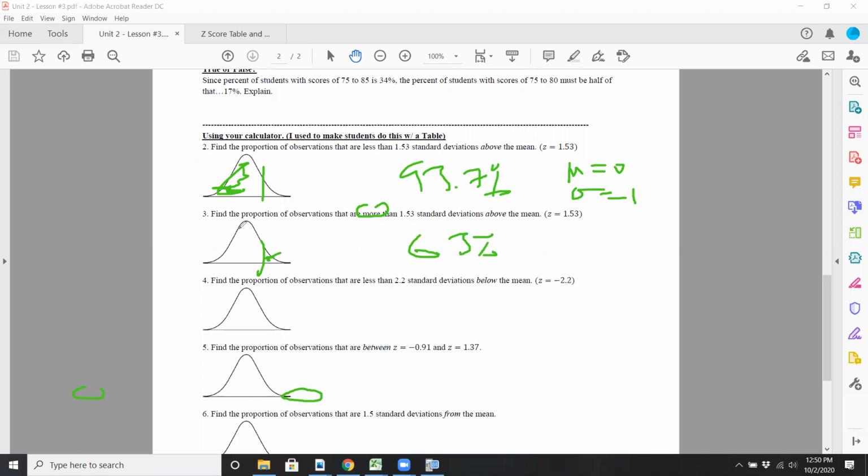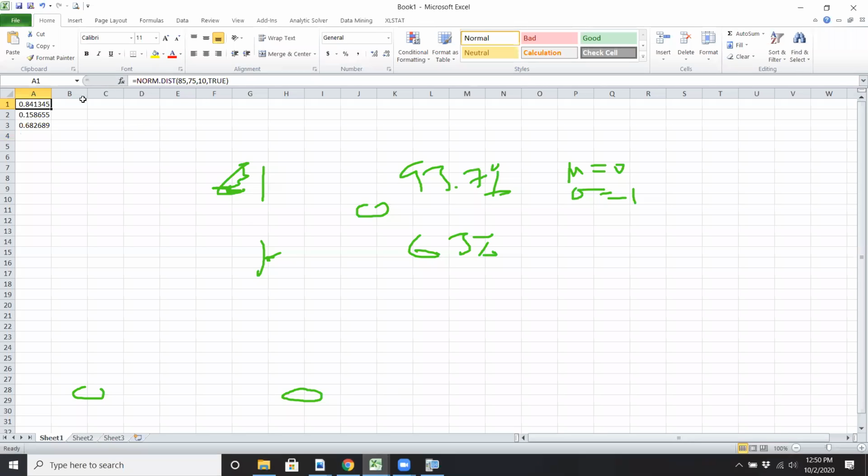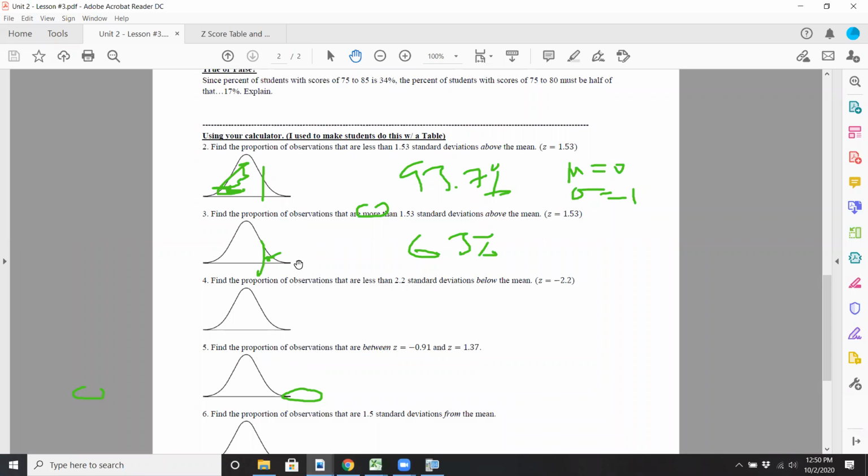By the way, you can still do this in Excel. Just remember that when you do it in Excel or Google Spreadsheets, it's always going to give you the area to the left when you enter X, the mean, and the standard deviation. So I totally could have done 1.53 here, make that 0, make that 1, and you get that. You'd be totally fine using Excel or Google Spreadsheets if you don't have a calculator with you. So for 4, 5, and 6, you might want to pause the video and give those a try.